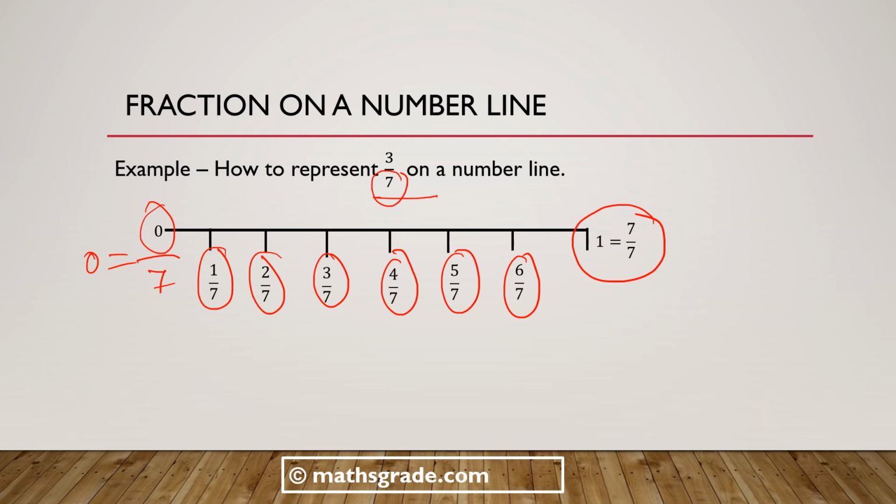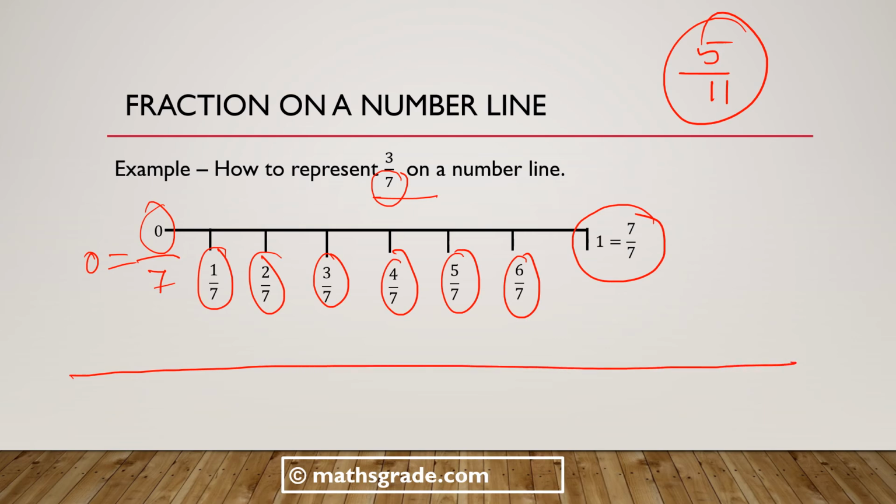If we have to represent the number 3 divided by 11 or 5 divided by 11, then how to represent the fraction 5 divided by 11 on the number line? We should first draw the number line, then divide this line into 11 equal parts. As the denominator is 11, we have to divide into 11 equal parts. That is 0 divided by 11, which is equal to 0. Then 1 divided by 11.